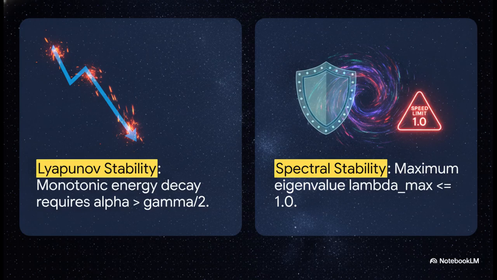Second is the spectral stability constraint. The maximum eigenvalue, our spectral radius or lambda max, must be less than or equal to 1.0. An eigenvalue basically measures the system's stretching factor, so this 1.0 limit acts as our system's absolute speed of light. If you cross 1.0, the discrete transition operator just violently explodes.